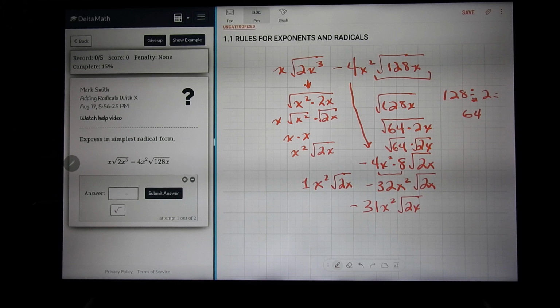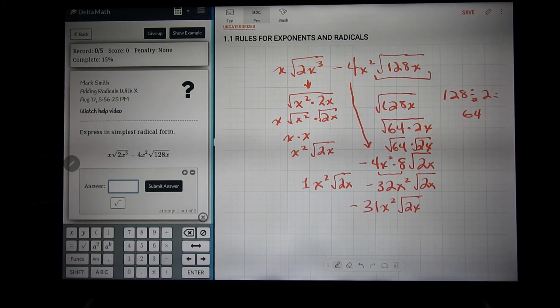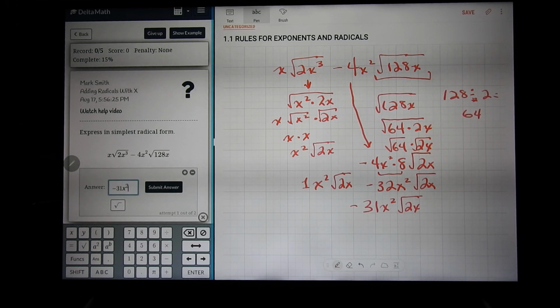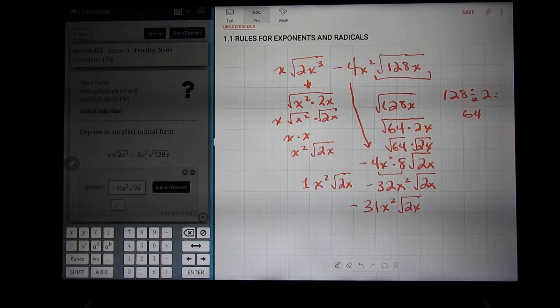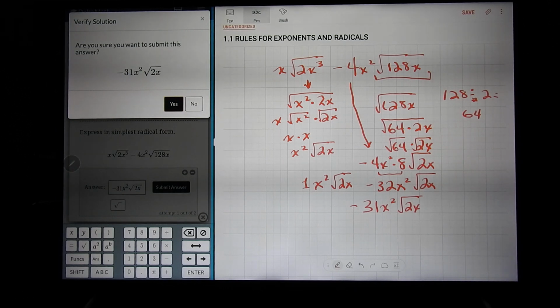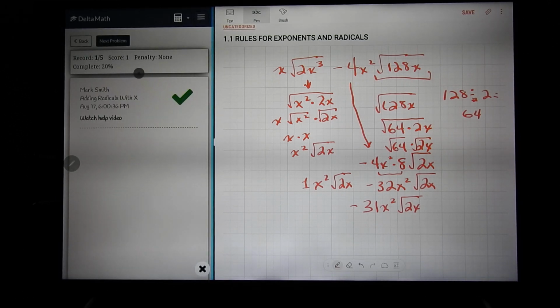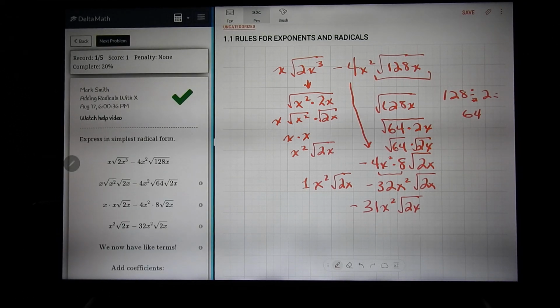That was a lot of work. Minus 31x squared, square root of 2x. Boy, I hope my answer's right. Oh, it was. Otherwise I would have had to redo it.